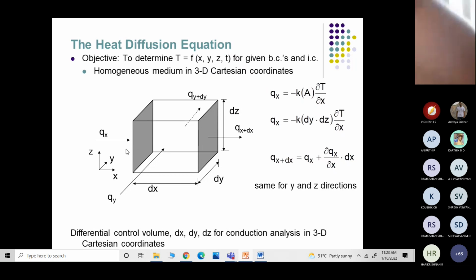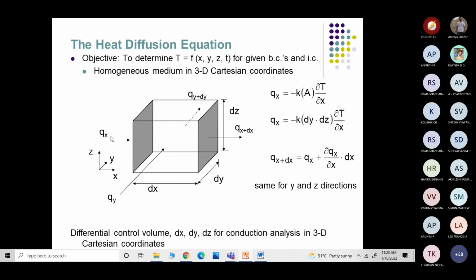So the heat enters in this direction and it leaves in this direction. Along the x-axis the area is dy and dz. Am I correct? Yes, sir. This rectangular or square area is dy into dz. All of you are able to understand this? Why is A written as dy and dz? So the area which is normal to the flow is dy dz. Minus k into dy dz into dou T by dou x.